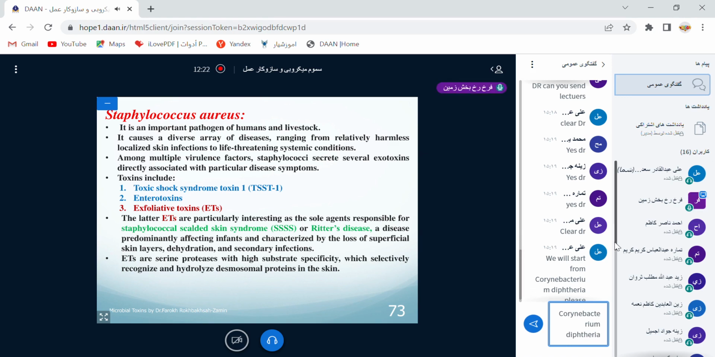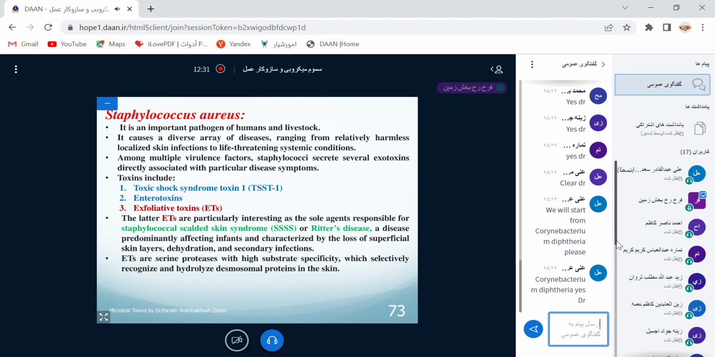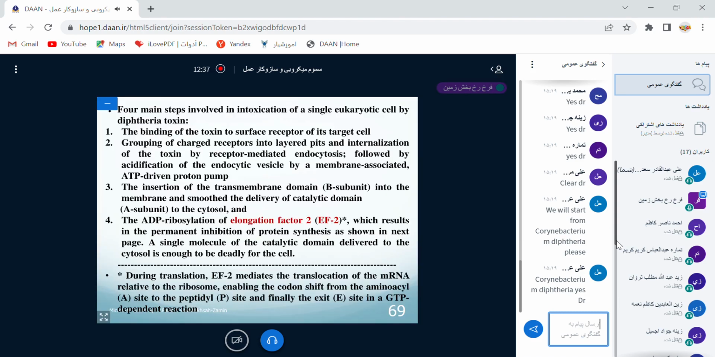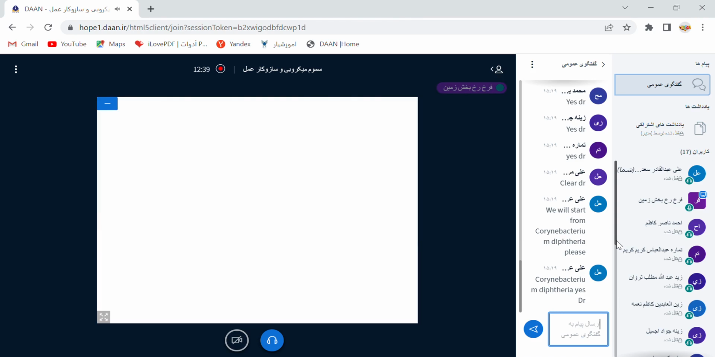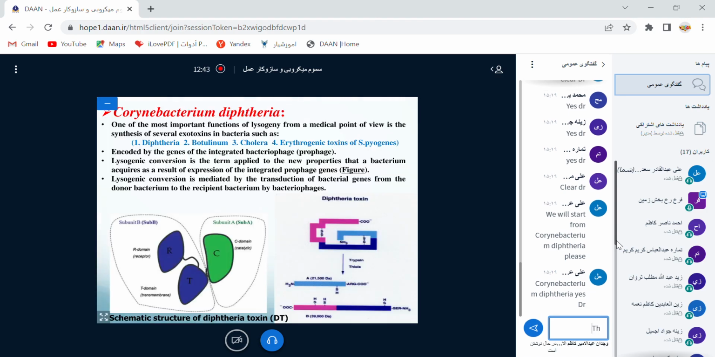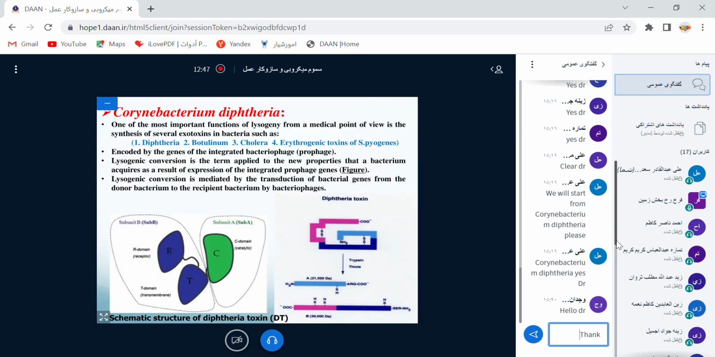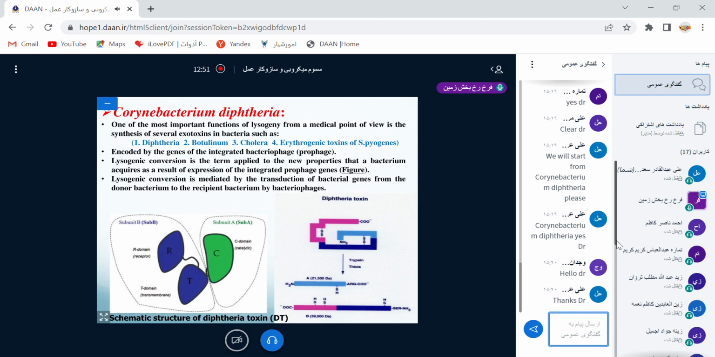Are you in Corynebacterium diphtheriae? So another group, I think one lecture is Corynebacterium diphtheriae, okay? So 67.